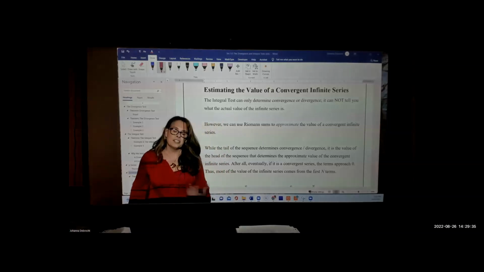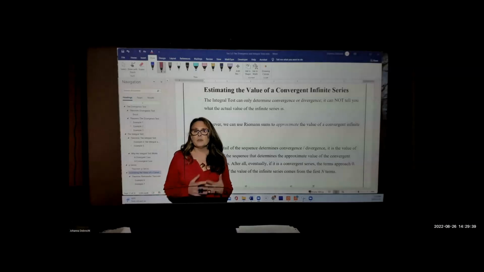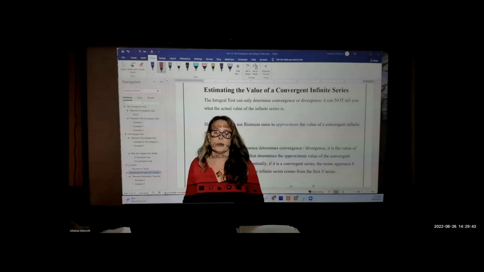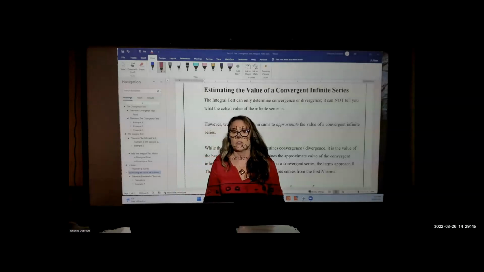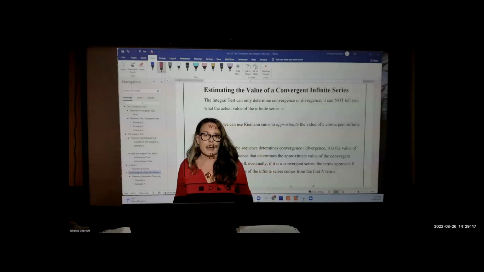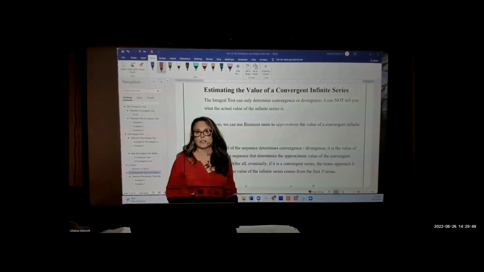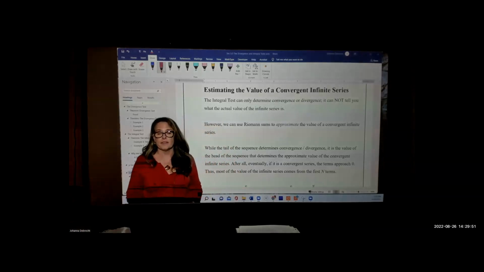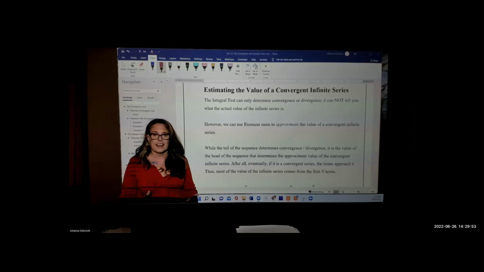We now want to continue our discussion of the integral test by using Riemann sums, the left Riemann sum and the right Riemann sum, with improper integrals to approximate the error in approximating the sum of an infinite series. So let me say that again.